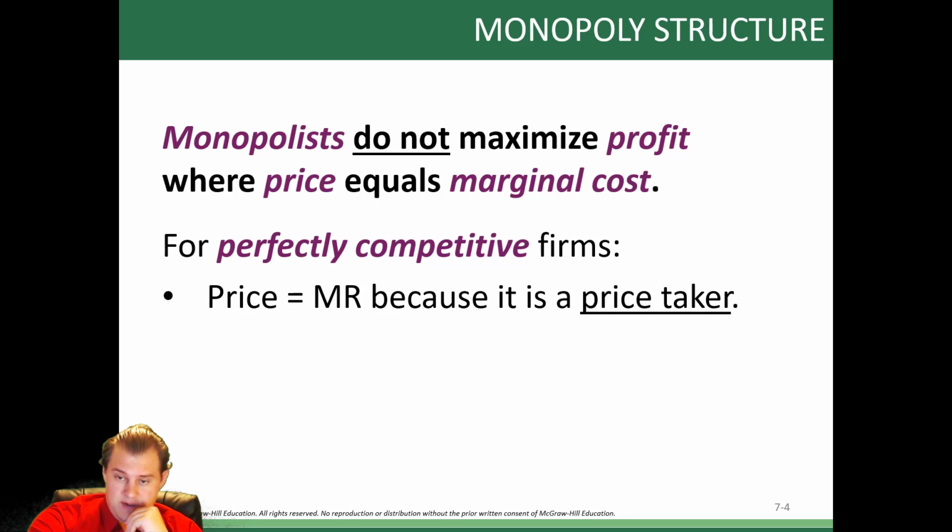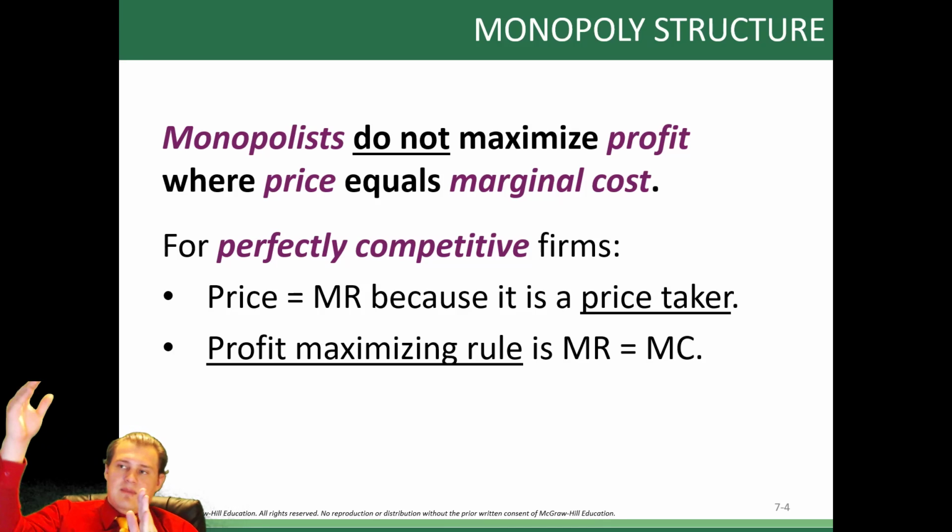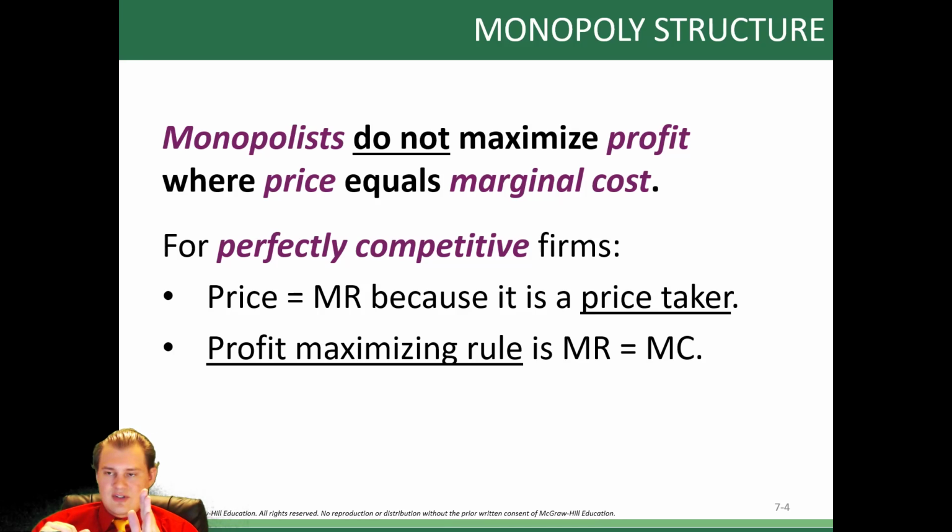It makes sense for perfectly competitive firms: price equals MR because it's a price taker. The profit maximizing rule for you as a monopolist is marginal revenue equals marginal cost. So we're going to look at those additional units. We're going to see how much those units are worth to you, because they lower the price of everything else you're doing, versus your marginal cost.